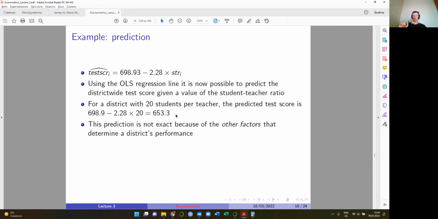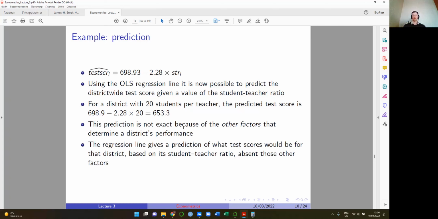You always must remember that this is not an exact prediction. You never know what will be the exact value. Why? Because there are other factors that affect a district's performance, that affect this test score. So therefore, please always be careful with the formulation. We are talking about average. We are talking about the test score on average. This gives a prediction of a test score when other factors are excluded. Only student to teacher ratio, but of course, in reality, the result is going to be different.